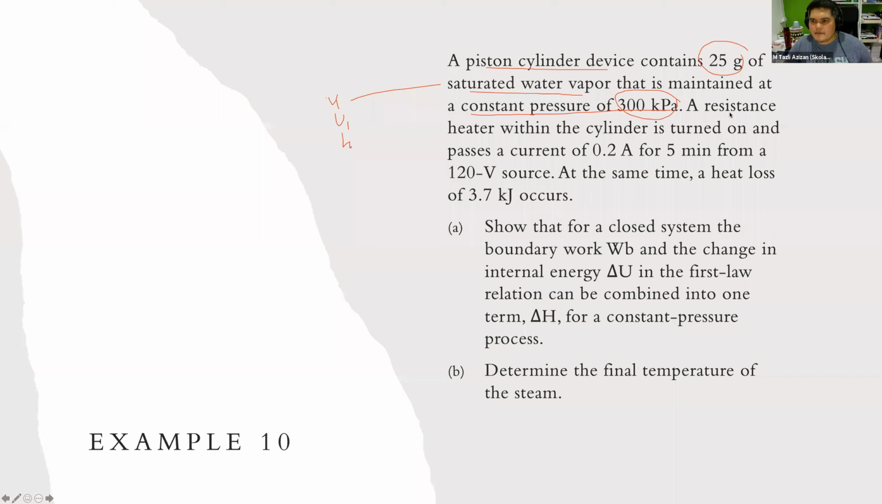At 300 kilopascal. A resistant heater within the cylinder is turned on and passes a current of 0.2 ampere for 5 minutes from a 120 volt source. At the same time, a heat loss of 3.7 kilojoule occurs. Show that for a closed system, the boundary work, WB, and the change in internal energy, delta U, in the first law relation can be combined into one term, delta H, for a constant pressure process. Determine the final temperature of the steam.